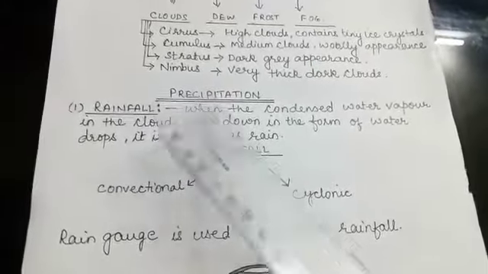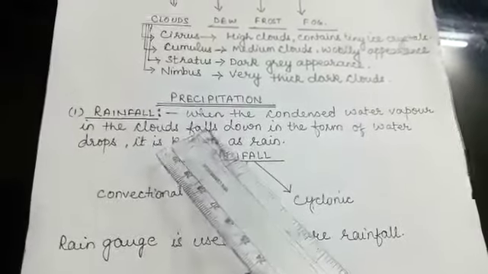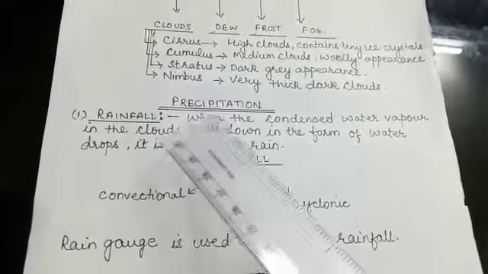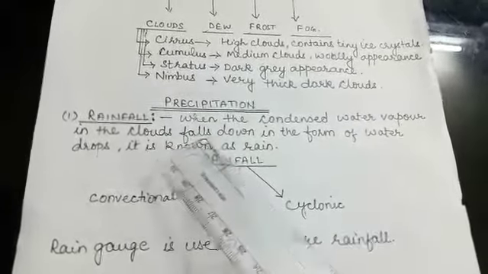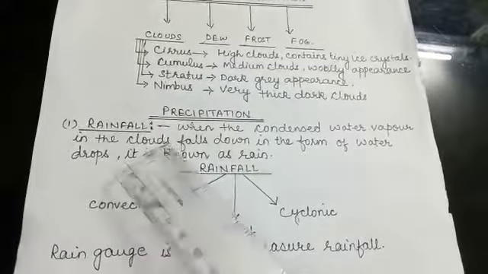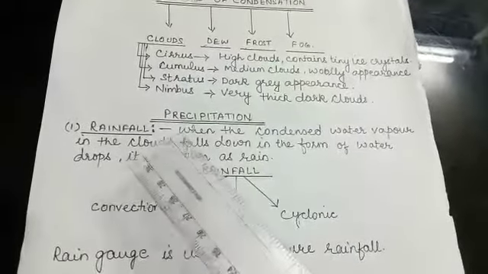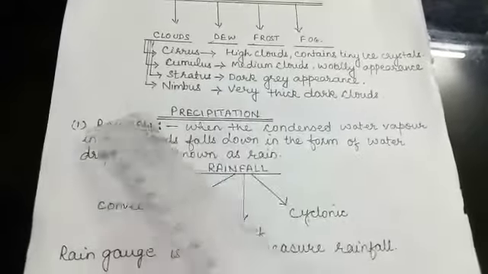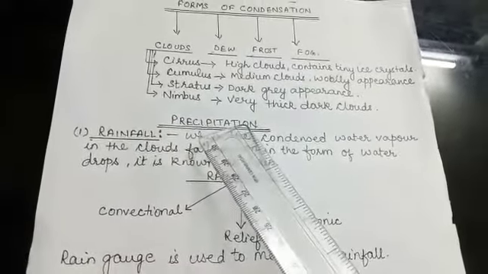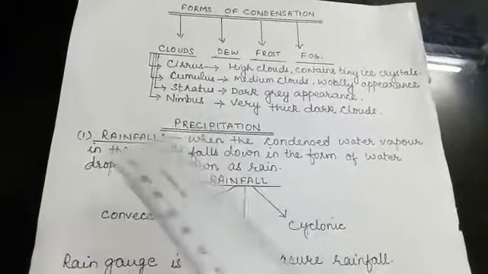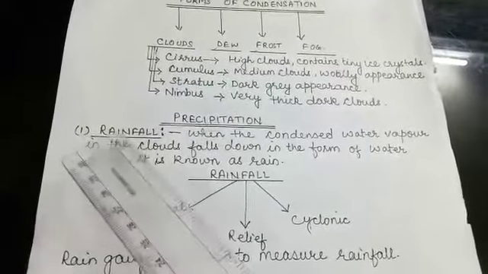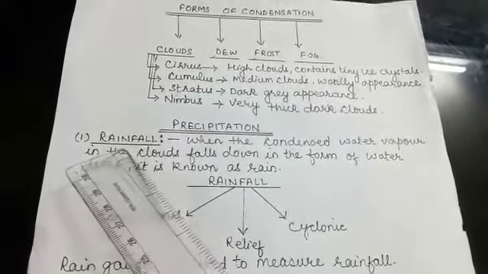Now we come to precipitation. Continuous condensation of water vapor in the air results in the formation of minute droplets of water. When these droplets join together, they form bigger drops which become too heavy to float and they start falling down. This process is called precipitation. There are four types of precipitation: rain, snow, sleet and hail. Out of all these, rainfall is the most common form of precipitation.